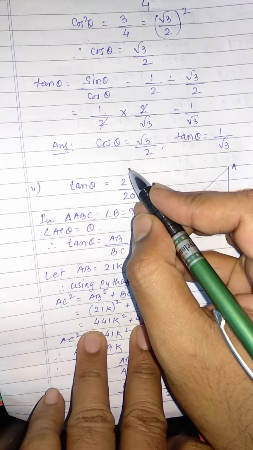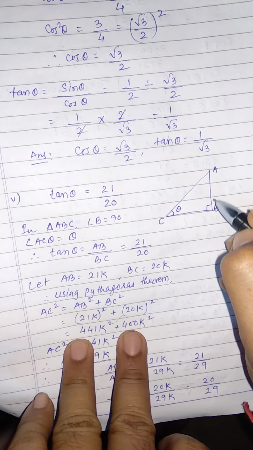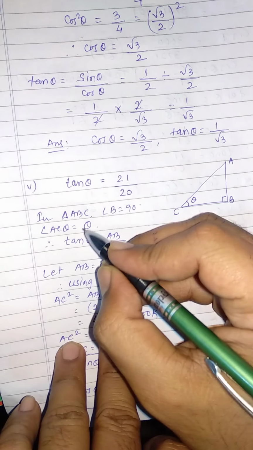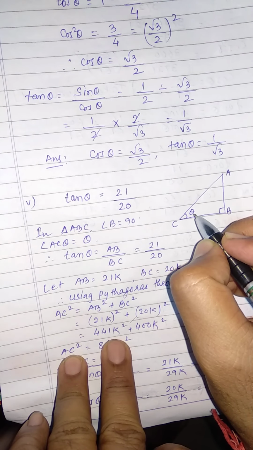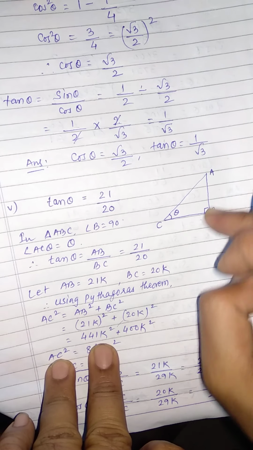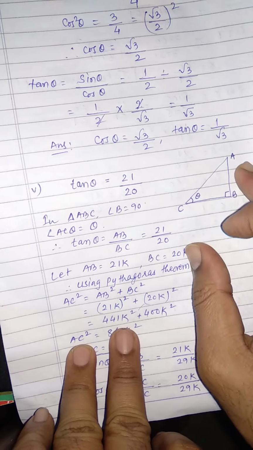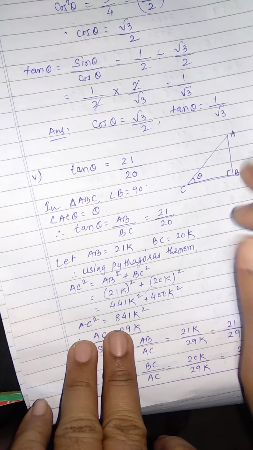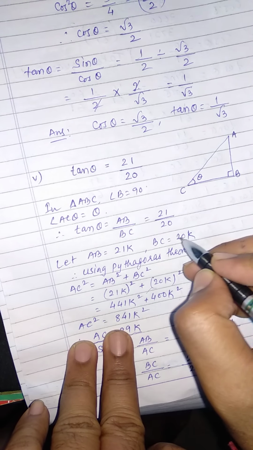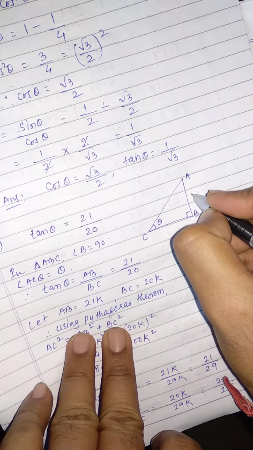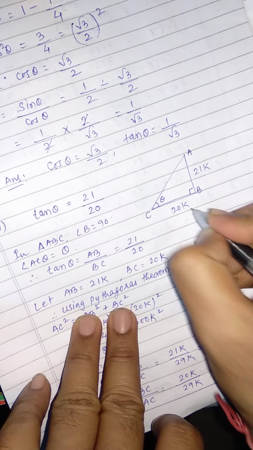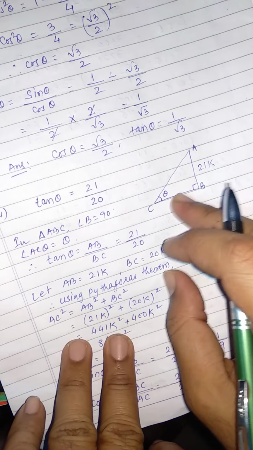So tan theta is 21 upon 20. Let us assume a right angle triangle ABC, where angle B is 90 degrees and angle C is theta. So let's write down tan theta for this triangle. Tan theta is opposite upon adjacent, that means AB upon BC. Okay, which is given as 21 upon 20. So let us assume that the multiple of the ratio is K. So AB is 21K and BC is 20K. Okay, so you can write like this. This is 21K and this is 20K.